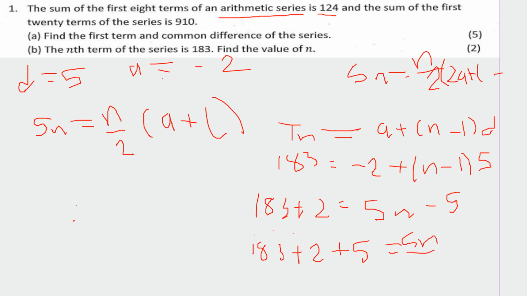And then you can divide both sides by 5. Then you just put everything on the calculator. The value of n will be equals to 183 plus 2 plus 5, all divided by 5. So the value of n is going to be 38.